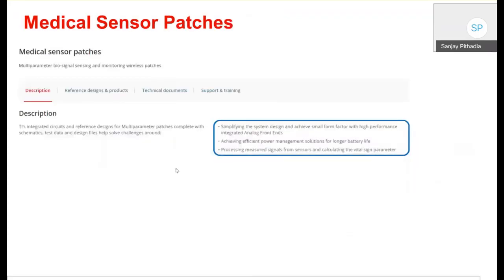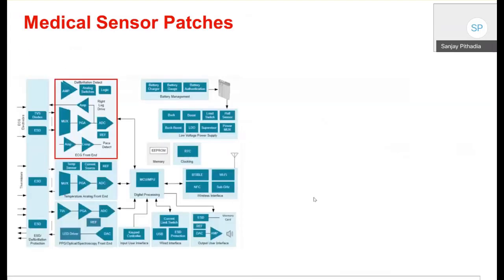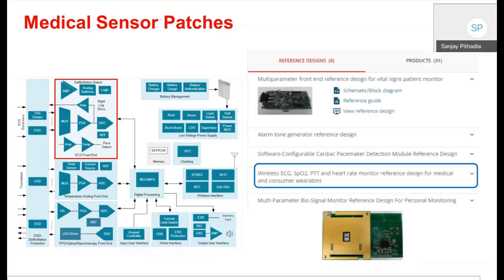So for example, if I click on medical sensor patch, I will see a description where I am highlighting a few challenges in this particular product, and then it has some block diagram. This block diagram is a standard block diagram. It is not specific to any particular one of our customers. You may or may not have all the blocks in your system, but this is showing kind of a superset. And you can click on one particular block, which will show you some products from TI and some reference design from TI.